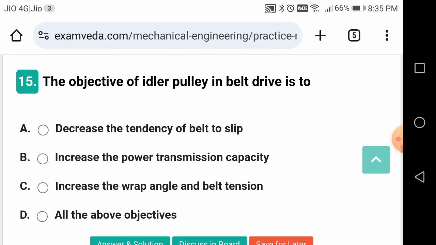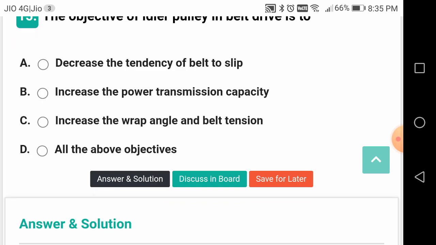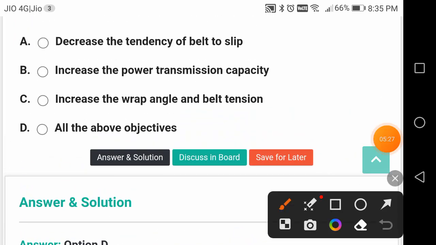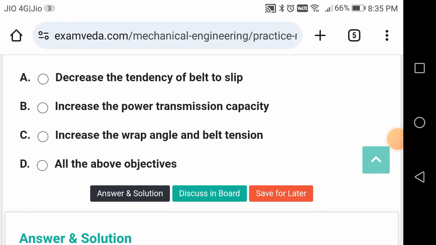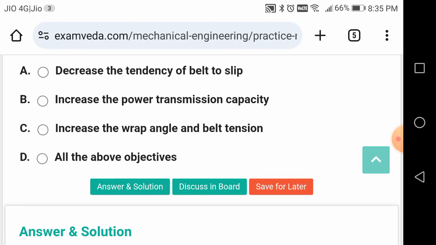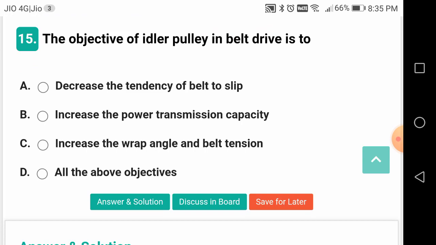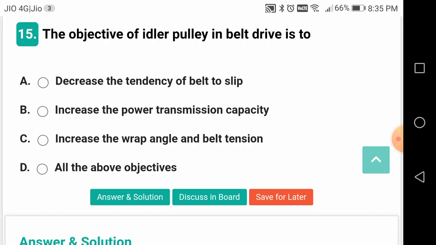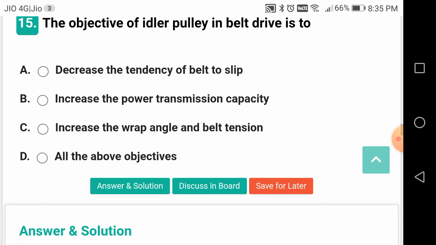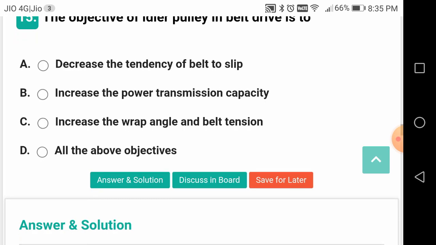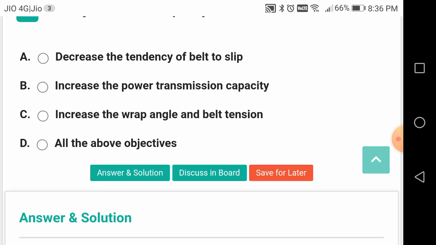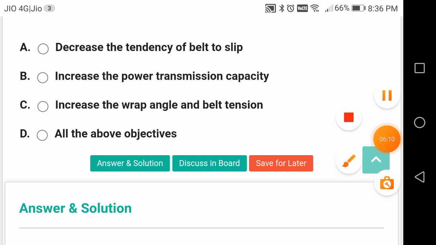What is the objective of an idler pulley in a belt drive? What is the main intention of providing an idler pulley? All of the above objectives. So it is going to provide all these things. Decrease the tendency of the belt to slip. Otherwise, if there is a slip, there is no full power transmission. So that's why we have to reduce the slip. Slip is the difference between the belt speed and the pulley tangential speed. The slip is going to reduce the power transmitted by the belt. That's why we have to decrease it as much as possible and increase the power transmission. Because the tendency to slip is decreased, power transmission increases. And finally, increase the wrap angle and belt tension. So all of them are the correct answers.